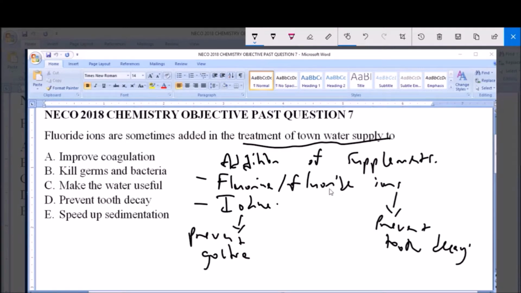So fluoride ions is added to water being treated for town supply to prevent tooth decay, and prevent tooth decay is option D. So option D, prevent tooth decay, is the correct answer to this question.